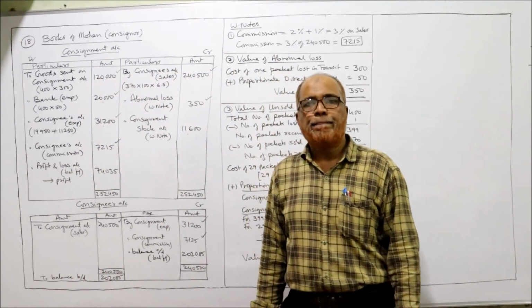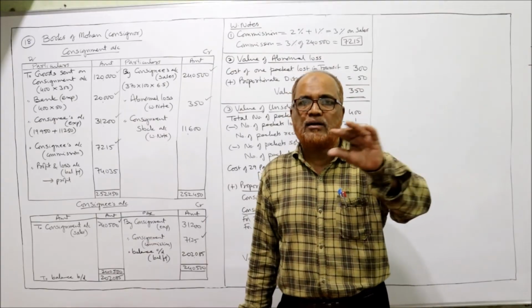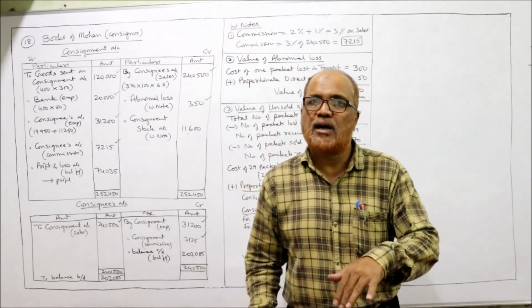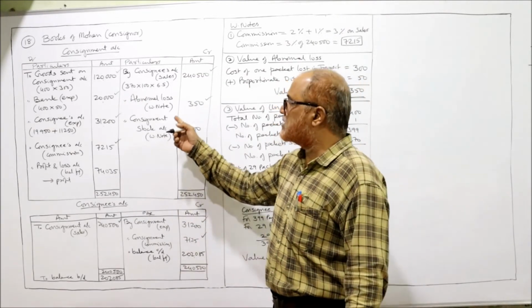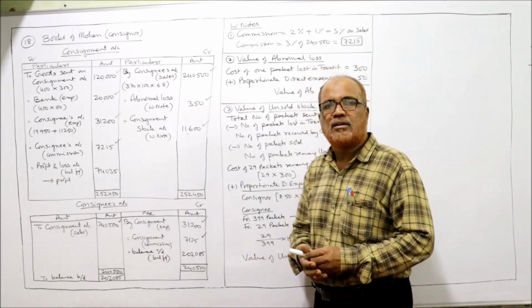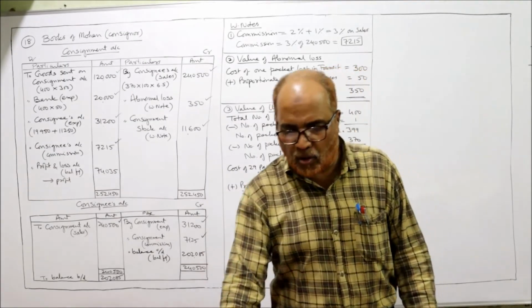So what is the entry? Consignment stock account debit to consignment account. So the consignment account is credited by consignment stock account 11,600. That's all. So we have completed all the calculations.